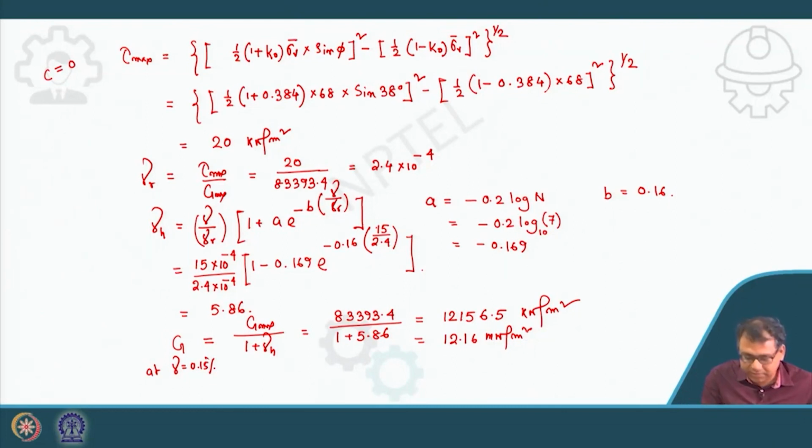Okay, so I have determined it, but I should know the number of cycles corresponding to that strain level. That I have to know. After that, at any strain level I can determine the G. Now come to the damping part. Let's come to the damping part and how I will get the damping.